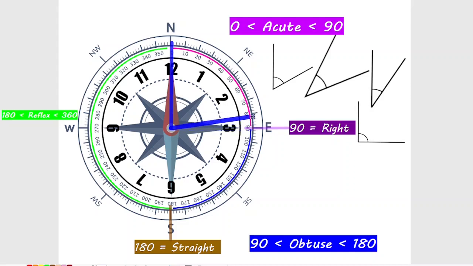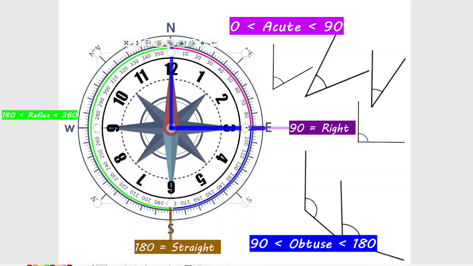So you've got your acute. Could look like this, like this, like this. Right angle, like that. Obtuse, in between 90 and 180. They look like these guys. If I put them there, they'll be in the blue section. So our obtuse angles, they'll look like this. Anywhere like this. Here, here, here.